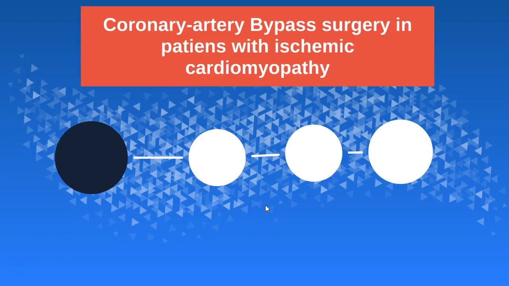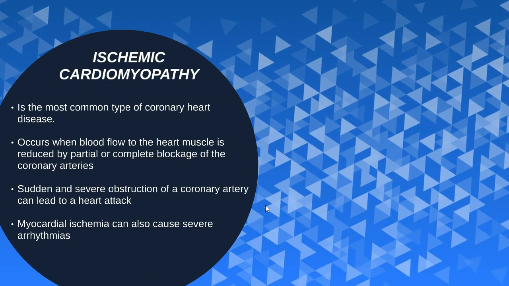Coronary artery bypass surgery in patients with ischemic cardiomyopathy. Ischemic cardiomyopathy is the most common type of coronary heart disease. It occurs when blood flow to the heart muscle is reduced by partial or complete blockage of the coronary arteries.